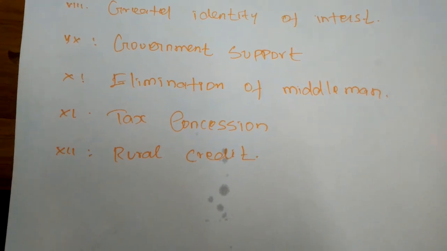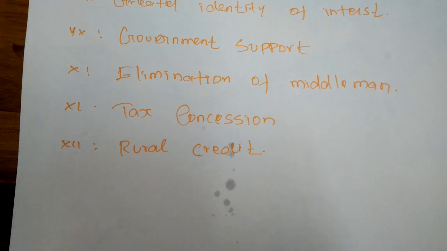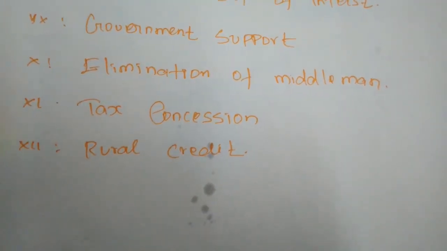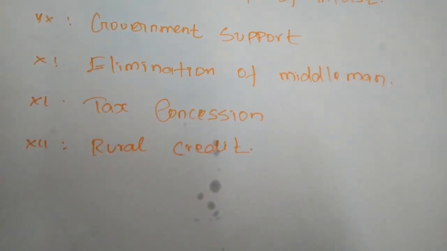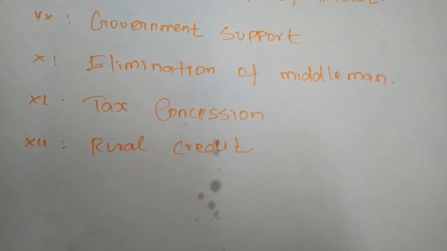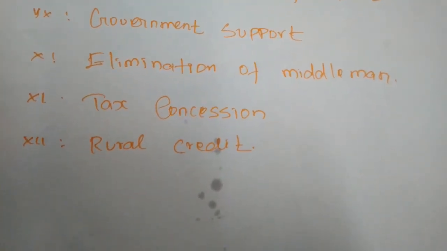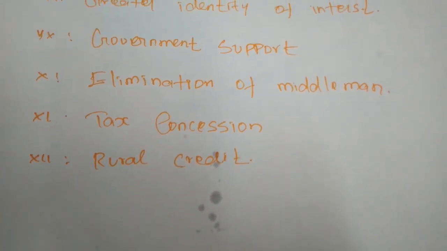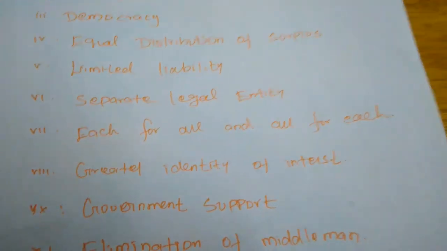Next, rural credit. The cooperative societies have contributed significantly in freeing villages from money lenders. Rural credit is also encouraged by way of cooperative organizations. Many farmers are relieved from local money lenders charging high rates of interest. Okay students, these are the 12 advantages of cooperative organizations.